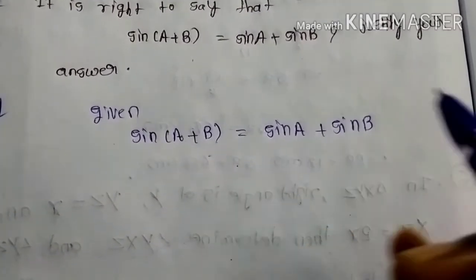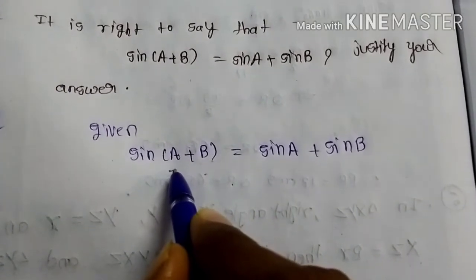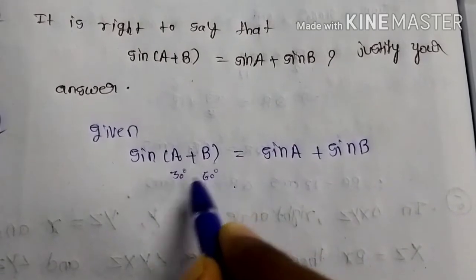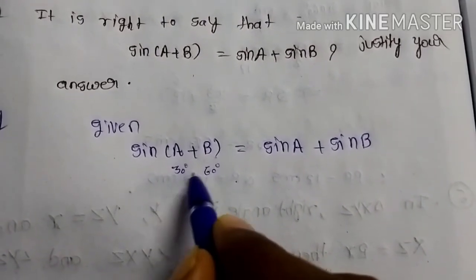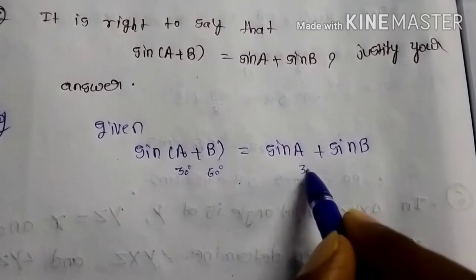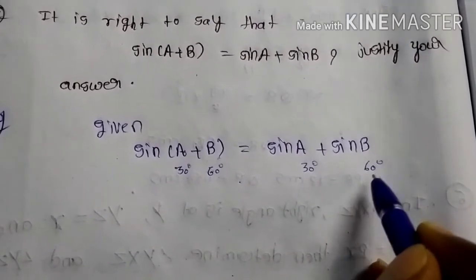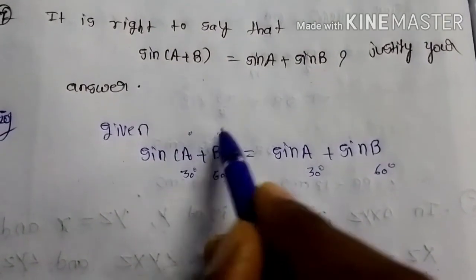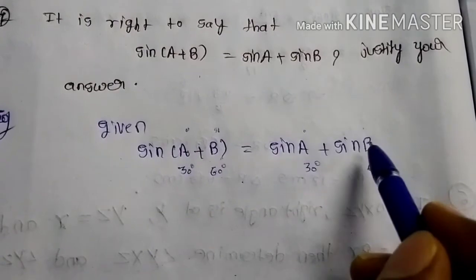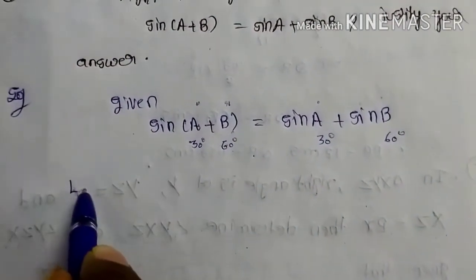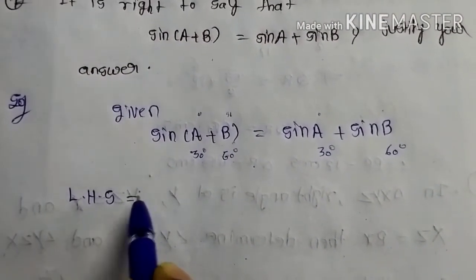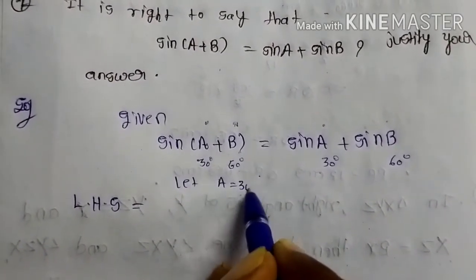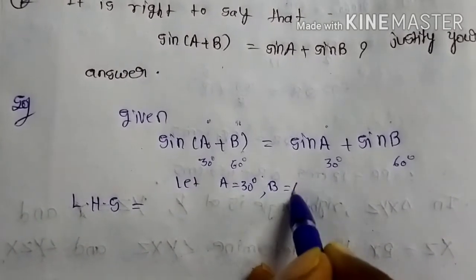We need to verify. For example, I will take here A value as 30 degrees and B value as 60 degrees. Just you can take here. A is equal to 30 degrees, B is equal to 60. Our assumption only. For example, if you want, A is equal to 0, B is equal to 90 also. Your wish. But first of all, I am checking LHS. Let A is equal to 30 degrees, B is equal to 60 degrees.